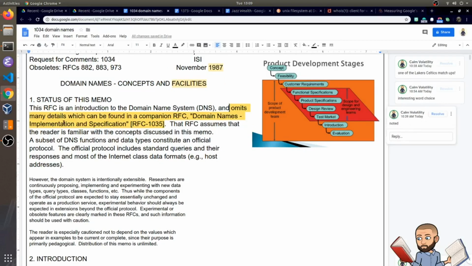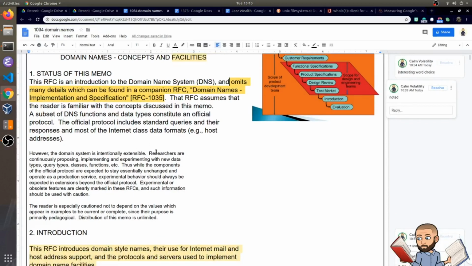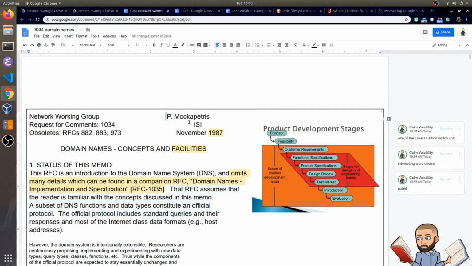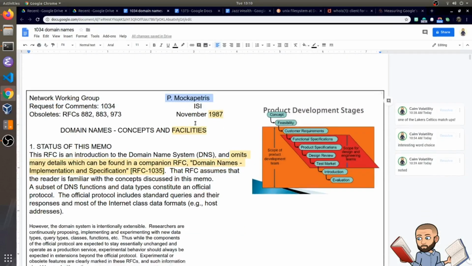Okay, so the first thing to note about this RFC, it's going to omit many details which can be found in a companion RFC called Domain Names, Implementation, and Specification, and that's the one right after this, 1035. The author goes on to talk about assumptions. Let's take a look at the author real quick. Not going to try to pronounce that name.